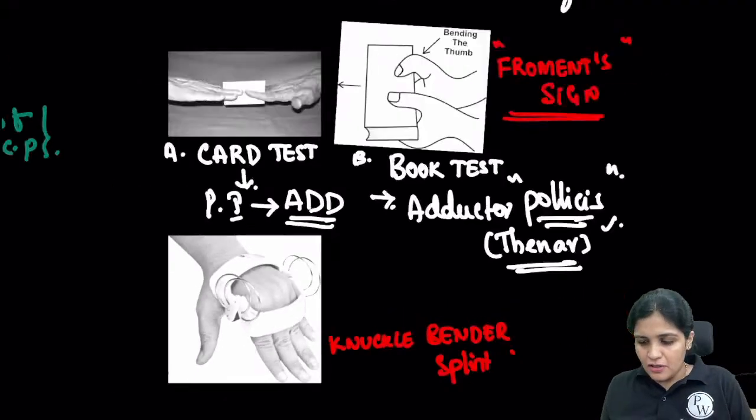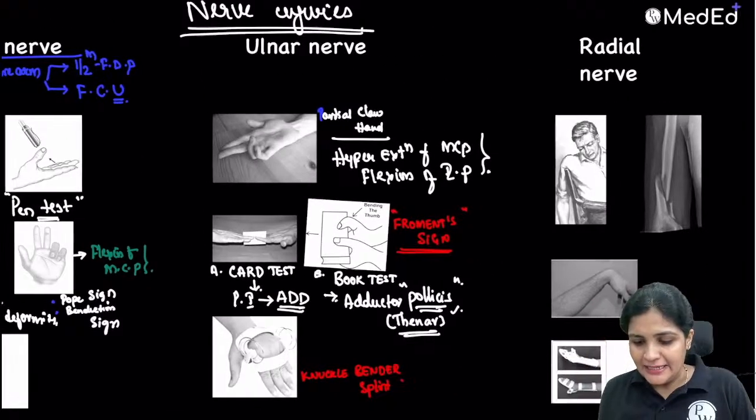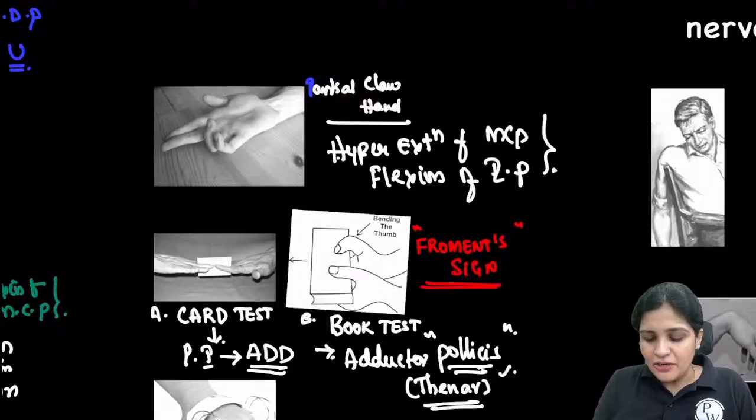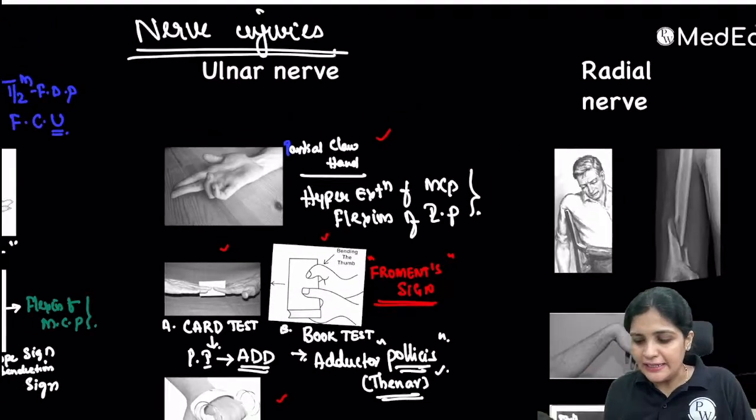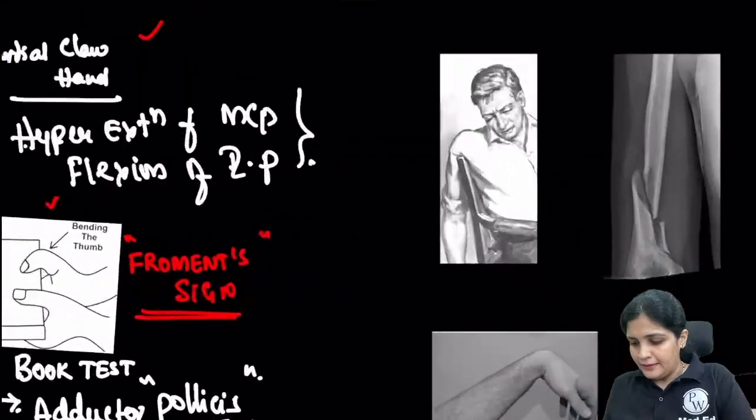Understood? So that is your ulnar nerve palsy. What you see is the partial claw hand. Then we have the card test, the book test, and the splint which is used is the knuckle bender splint. Is that clear?